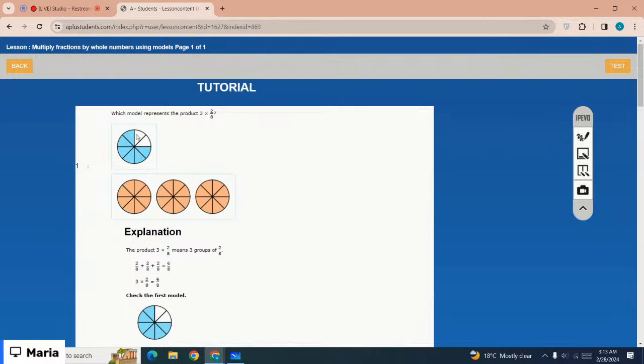So just look at the first one. Count the total portions. 1, 2, 3, 4, 5, 6, 7, 8. The total portions are 8 and the colored ones are 1, 2, 3, 4, 5, 6. So the first option is the correct one. The total portions are 8 and 6 of them are colored. So that means that is 6 out of 8, right?